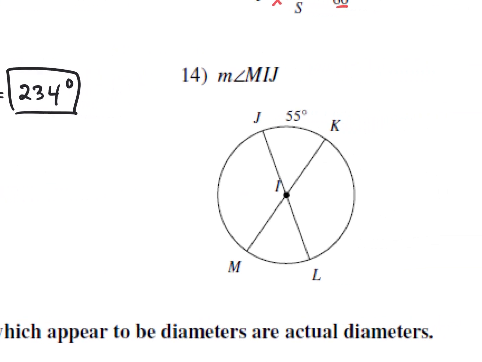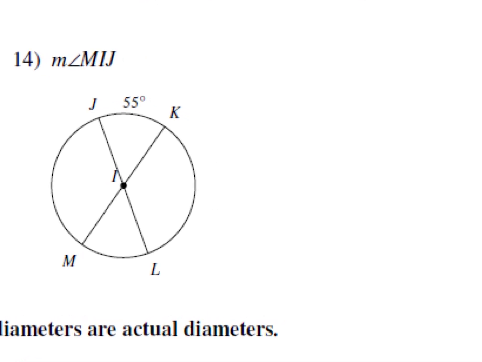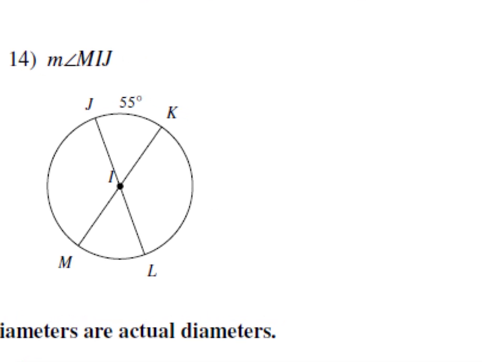Okay, let's go for number 14. In here, we are asked to find the measurement of angle MIJ. So let's find that out. Where is that angle MIJ? So here, M, I, and J. It means to say that this one. Okay, remember that the size of this central angle will be the same with the size of this arc also. So just like this one, you can see actually in here the size of the arc, here, this is 55. It means to say that this angle is also 55.